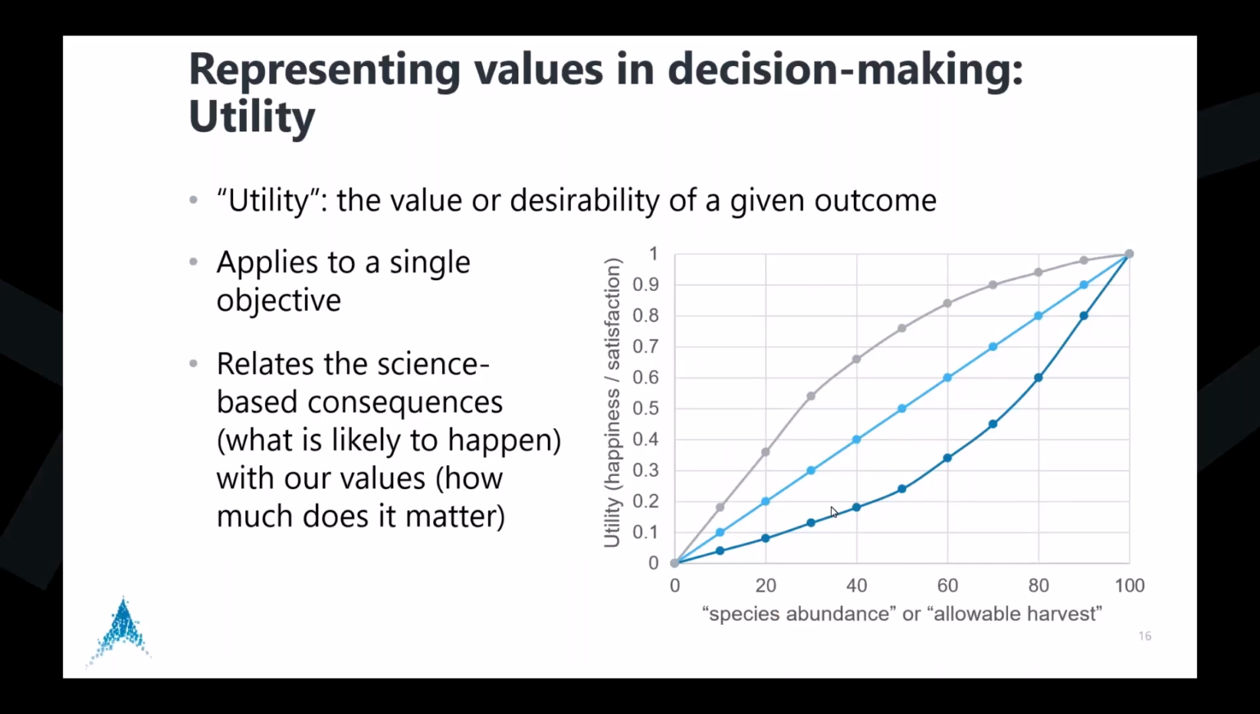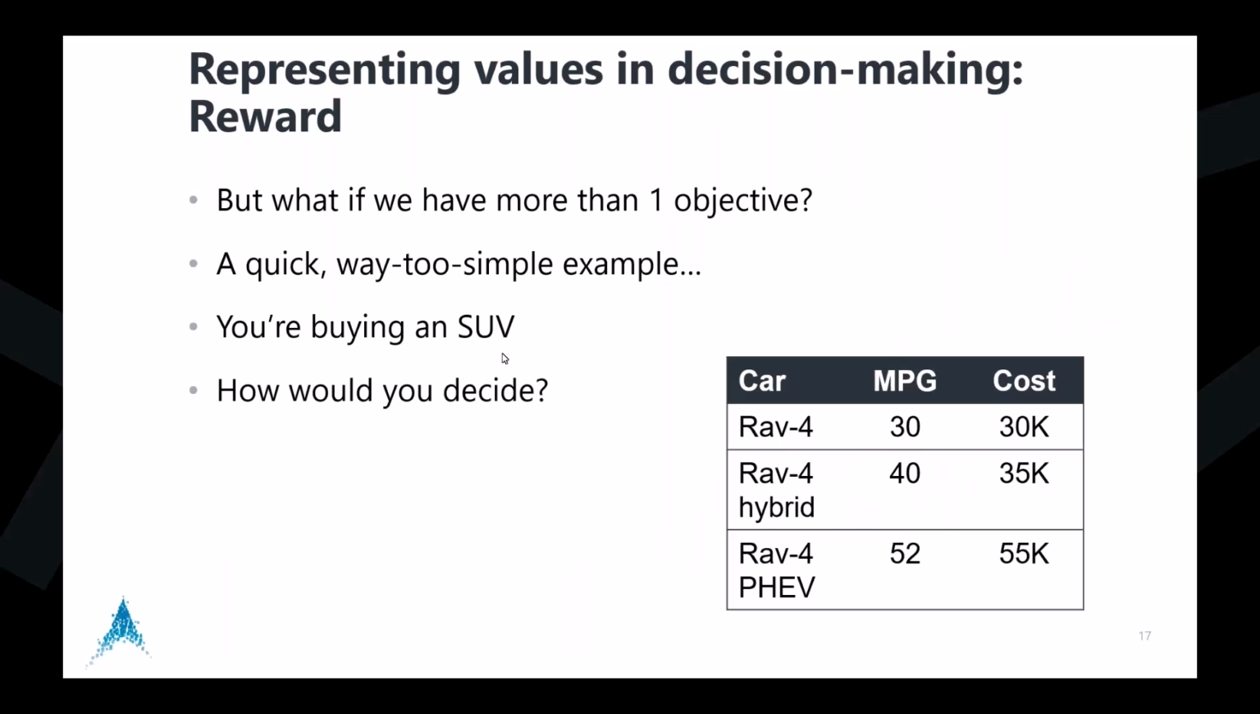There can be different shapes of these utility curves, as you see here. It could be a more-is-better kind of pattern, or there's a more nuanced curve that better represents your values given these states of the system. So utility refers to a single objective, but what if we have more than one objective?